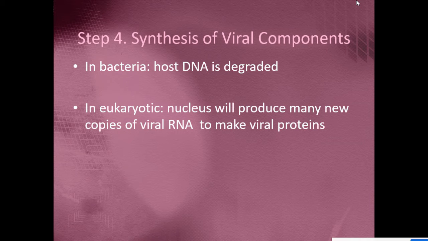Step 4 is the synthesis of viral components. In bacteria, the host DNA is degraded, so it completely destroys everything inside of the bacteria. So that bacteria then only knows the virus. In eukaryotic cells like ourselves, the nucleus is going to produce many new copies of the viral RNA, and it's also going to start making viral proteins. It just isn't going to destroy our DNA. So our DNA is going to be made along with this viral DNA.